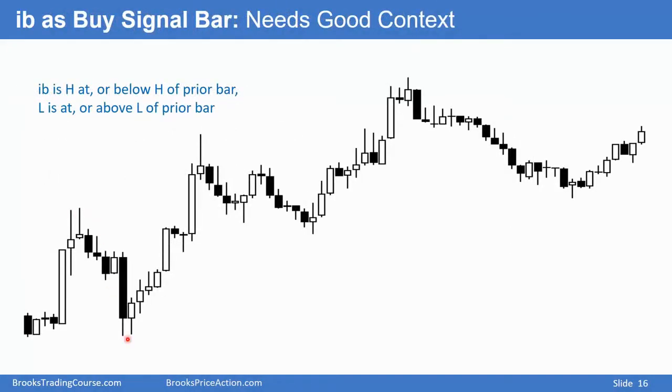We rallied, we sold off, but it looks like we're bouncing. And look at this bull bar. Its low is at or above the low of that bar. In fact, it's a little bit above it. And its high is clearly below the high of that bar. So it's an inside bar. And inside bars, in a good context, often are good signal bars.